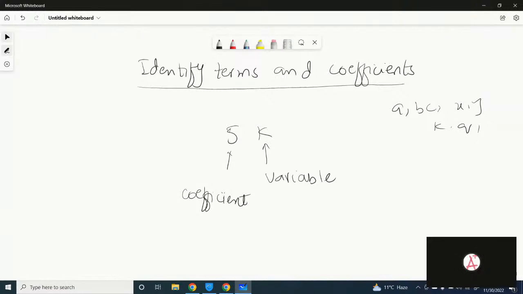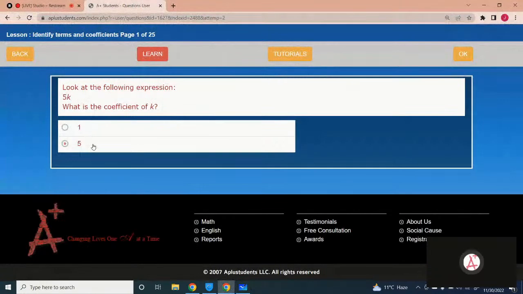Got it? The small alphabetic letters are always the variables, and the number written with the variable is the coefficient of that variable. So 5 is the coefficient of the variable k. Got it? It would be 5. Just select the correct option and click on the OK button.